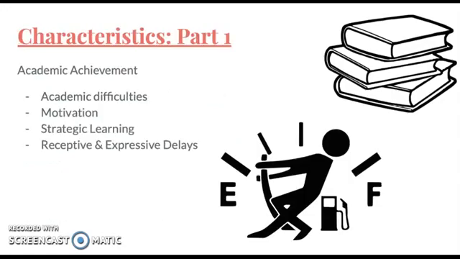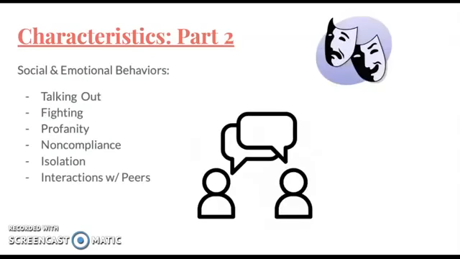Characteristics for EBD include academic achievement. It includes academic difficulties like in reading, writing, and math. They don't have motivation, strategic learning, receptive and expressive delays. Another part of the characteristics includes social and emotional behaviors. This could mean talking out, fighting, profanity, isolation, or the interactions they have with their peers.